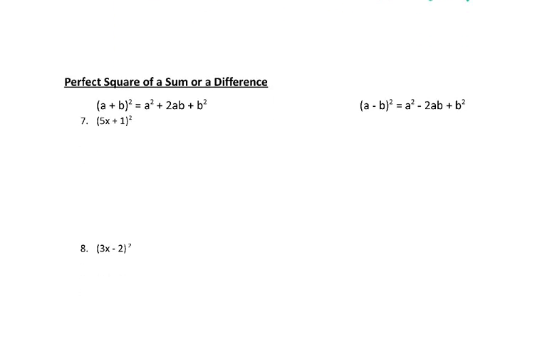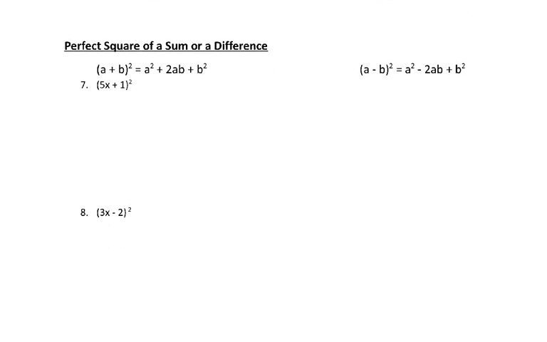Our next pattern is the perfect square of the sum or difference. So notice this is a little bit different. We have two binomials that are the same, right? I've got 5x plus 1 squared, or 3x minus 2 squared. So when you have the square of the sum of two binomials, you're going to have a squared plus 2ab plus b squared. And when you have the square of the difference of two binomials, you'll have a squared and b squared is the same, but the middle part will be minus 2ab.